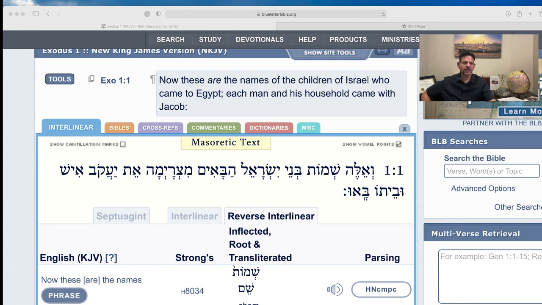Now, interesting. The "with" is not there in Hebrew, but the Aleph Tav is used to sometimes mean "with." So we have et, which is usually not translated at all or transliterated. But in this case, it means "with." So with Jacob, each man, his house, came. So that's how that works.